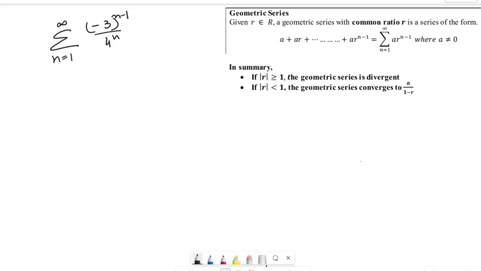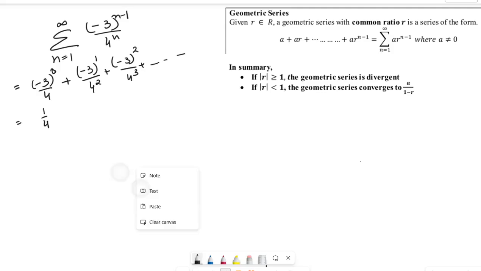Here we have another example. Now this series is given in the summation format. Let's see if we can try to expand it first and see what it looks like. When I put 1 in there, this would be (-3/4) power 1 and 4 power 0, plus (-3) power 1 over 4 power 2, plus (-3) power 2 over 4 power 3 and so on. So anything power 0 is 1. So first term is 1/4, -3/16, plus 9/64 and so on.